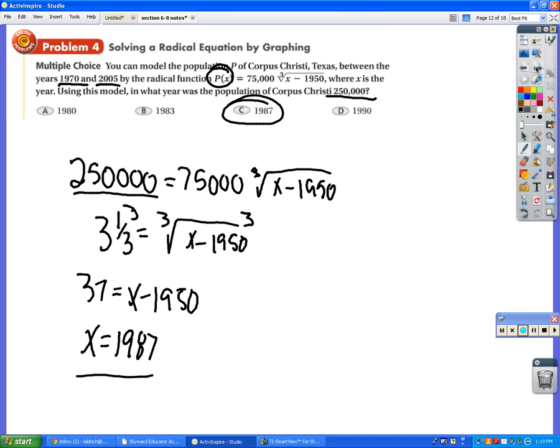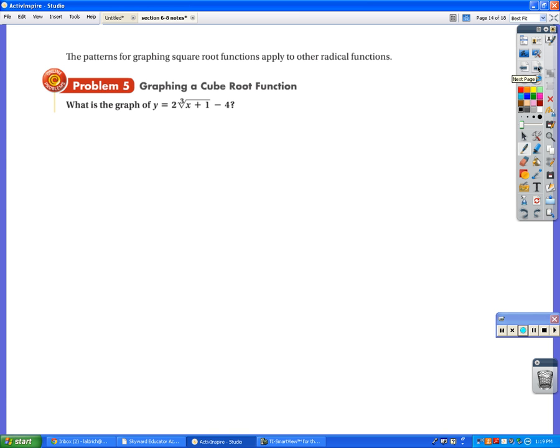You good with that? All right, what would we need to do to find out when the population of Corpus Christi was 275,000? Same thing, but I would change the 250,000 to 275,000. And then I would find where they cross. All right, so that's not a big deal.